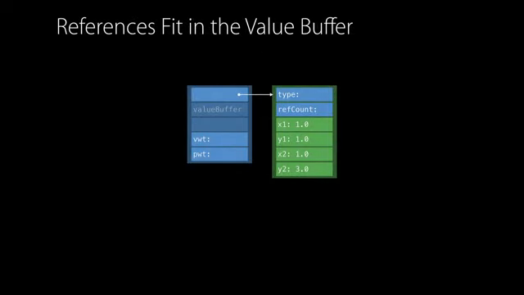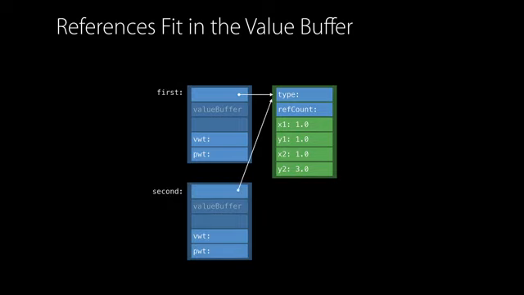remember our existential container has place for 3 words, and references would fit into those 3 words because a reference is basically 1 word. So if we implemented our line instead with a class, and classes have reference semantics, so they're stored by reference, this reference would fit into the value buffer. And when we copy the first reference to the second field in our pair, only the reference is copied, and the only price we pay is an extra reference count increment.